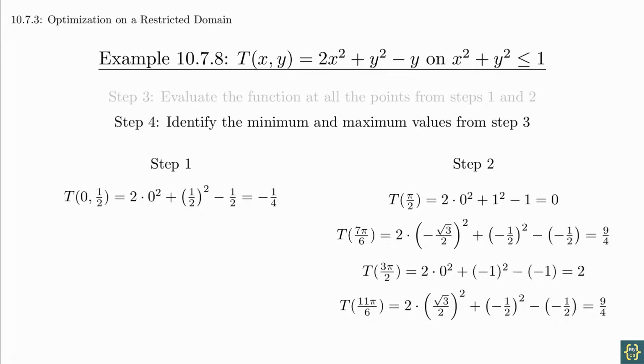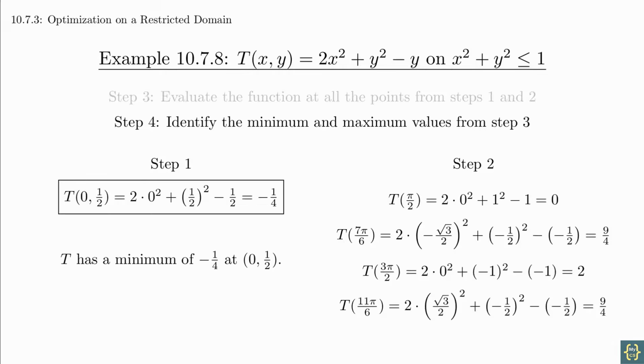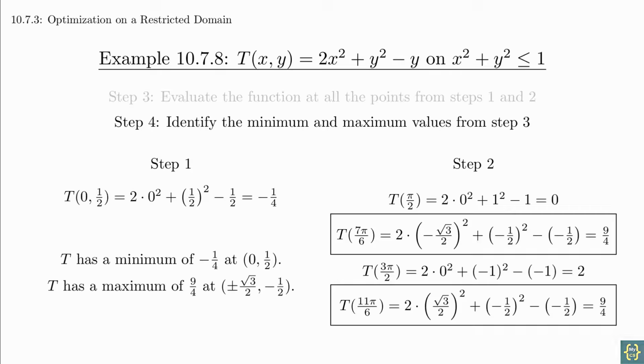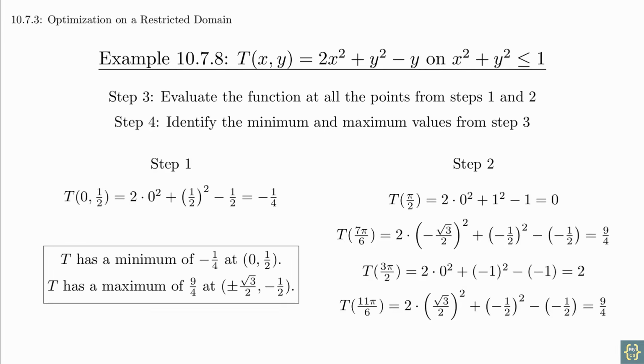The last step is to identify the smallest and largest values and declare those to be the minimum and the maximum. The smallest value is negative 1/4, which happens at 0, 1/2. The largest value is 9/4, and it appears twice at plus or minus square root of 3 over 2, negative 1/2. This is one of the first truly multi-step problems of the course.